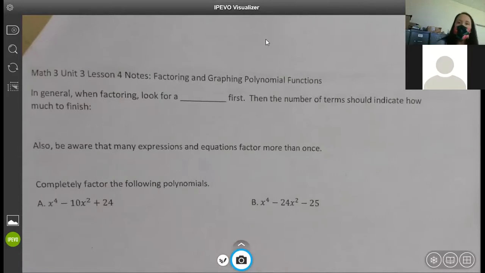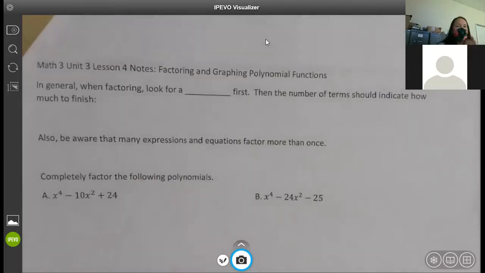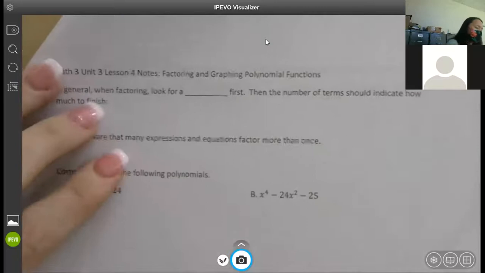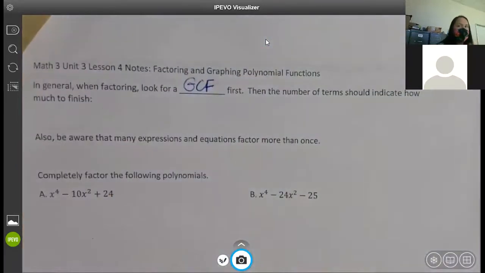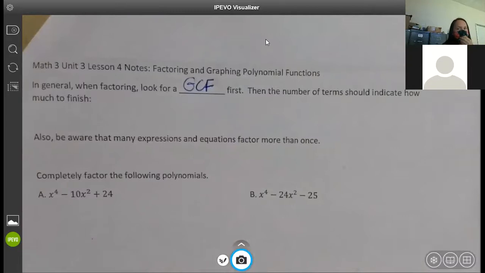Okay. All right, so we're going to go ahead and get started. In general, when factoring, look for a GCF first. Remember, that's always our first step to factoring, so it'll make it a little bit easier. Then the number of terms should indicate how much to finish. Okay, we'll talk about that in just a minute. Also, be aware that many expressions and equations factor more than once. So we're going to do factoring, and we're going to do solving. I think we're doing both.